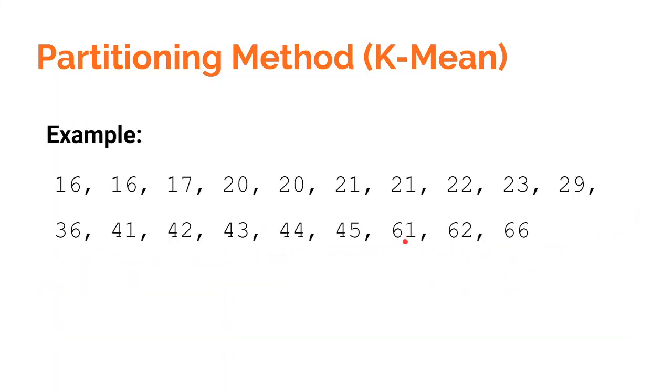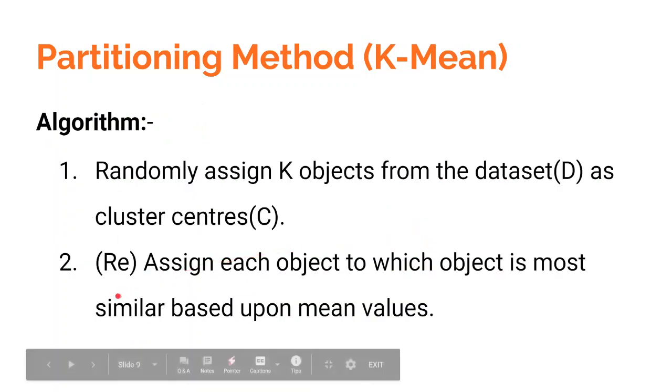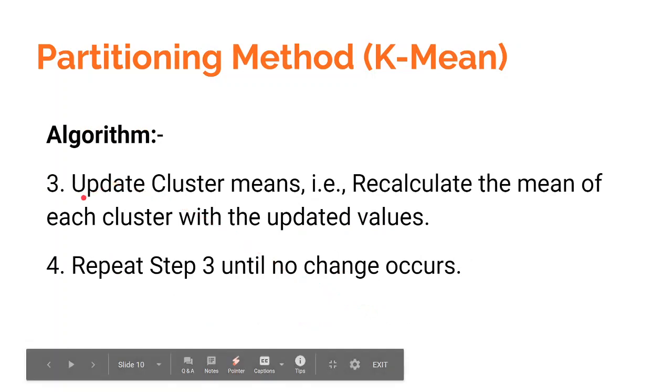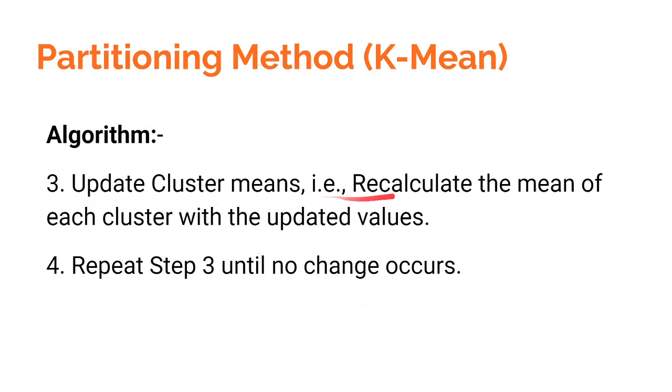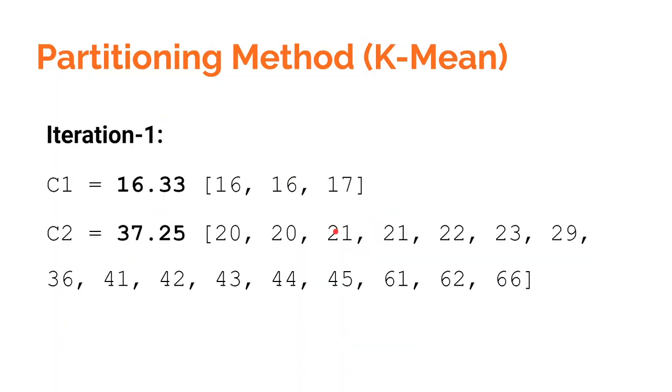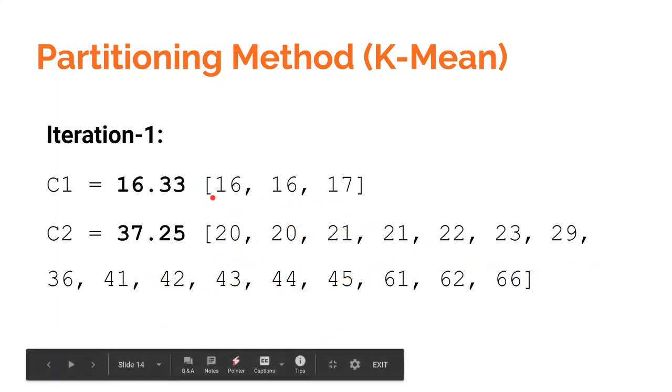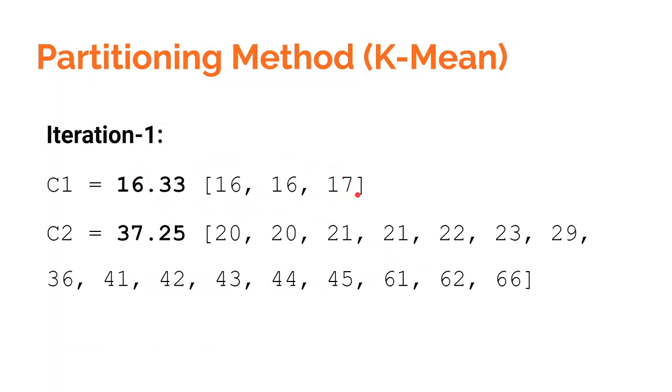Now what is the second step? Again I need to reassign each object to the cluster it is most similar to based upon the mean value, and I need to update the cluster mean. That is, again I need to recalculate the mean of each cluster with the updated values. Now these are the updated values, and if I calculate the mean value of this cluster, I will get 16.33. How did I get this value?